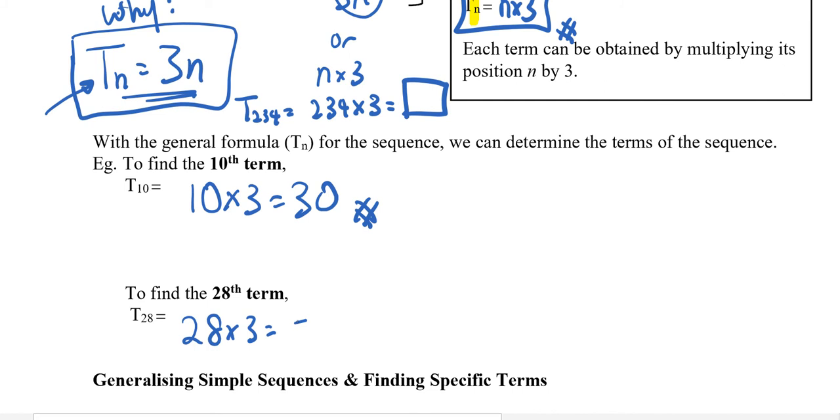What's the answer for 28 times 3? That's an exam 1 mark question. The difficult thing is not 28 times 3. The difficult thing is finding that pattern. Can you follow? Okay.